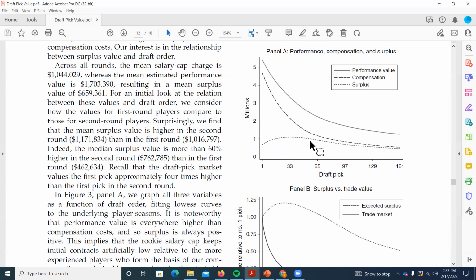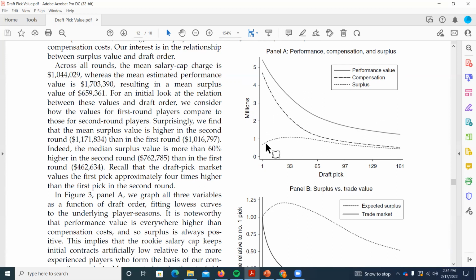Now, eventually, I get to a point, looks like it's going to be around the end of the first round, where that surplus value starts to go back down. So if I'm a team trying to make optimal decisions, obviously every team's value is going to be a little bit different depending on positional needs. But generally, what picks are the best to have? Somewhere around middle to late of the first round. That's where the surplus value is at its highest.